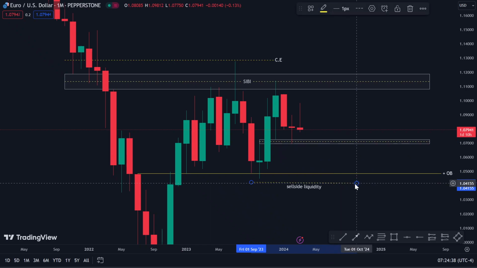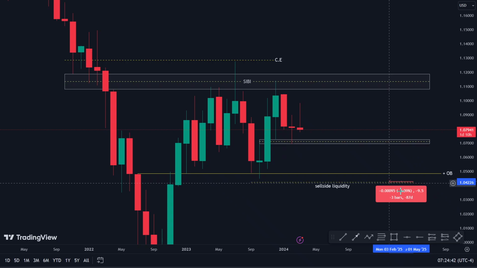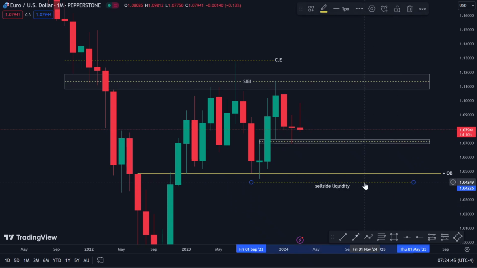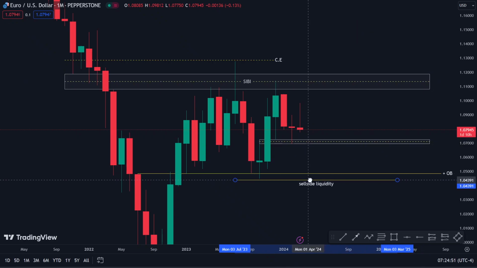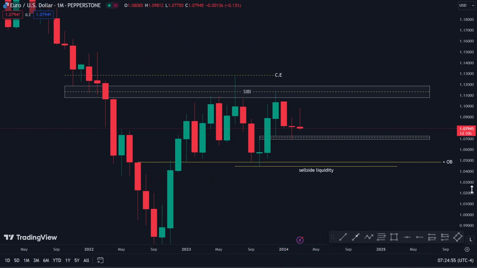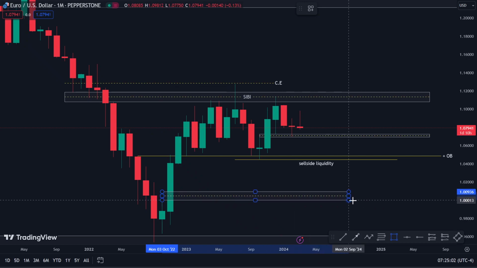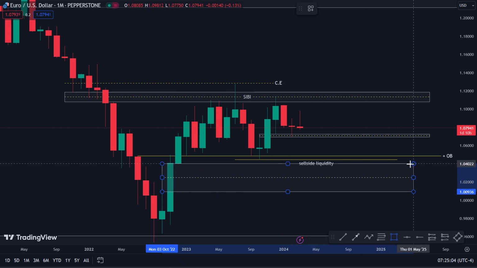This is our sell side liquidity. That's our sell side liquidity. And slightly below our sell side liquidity we have something over here. Slightly below our sell side liquidity we have this.